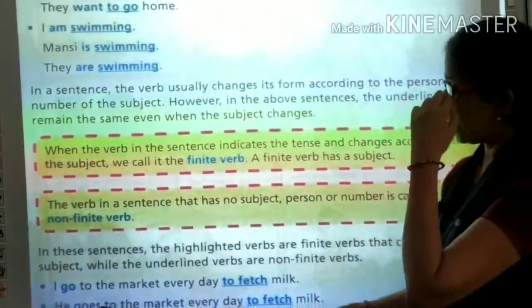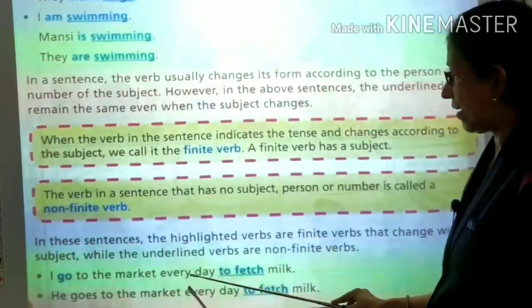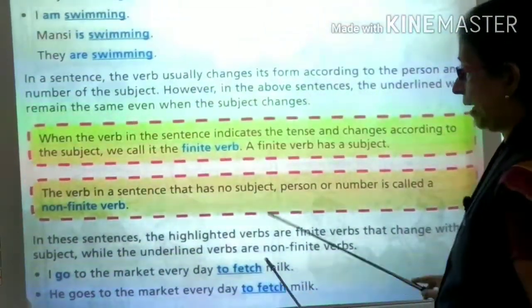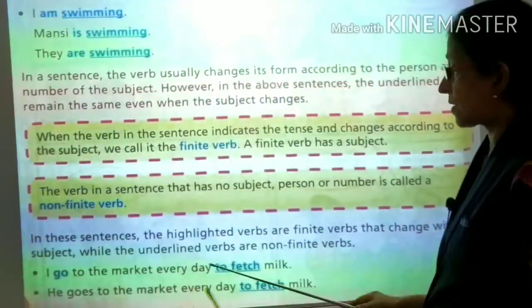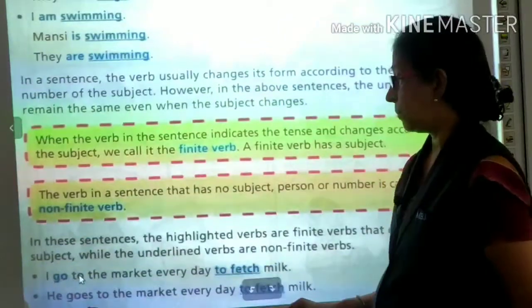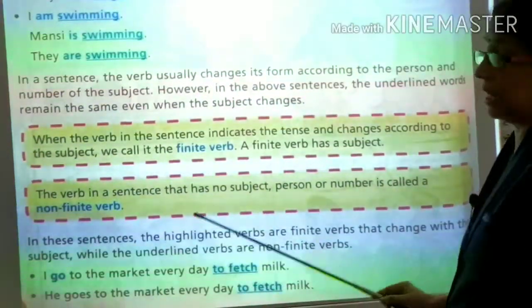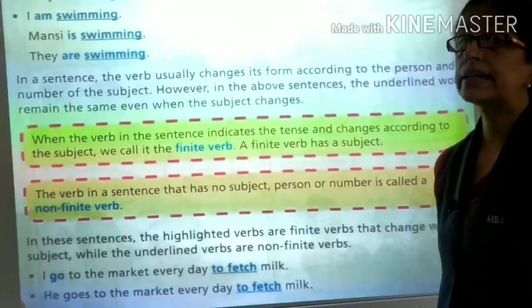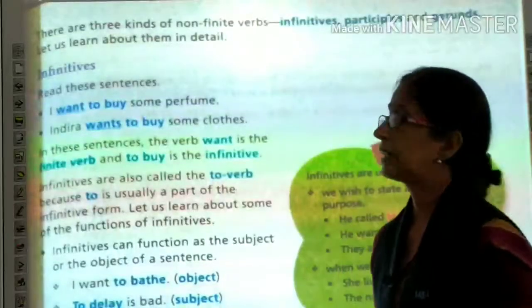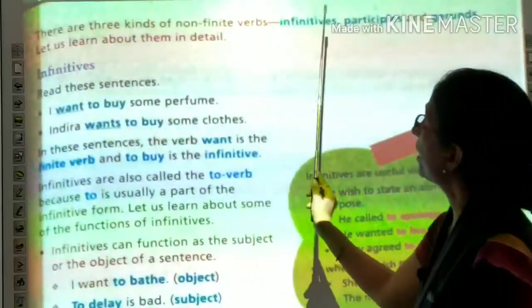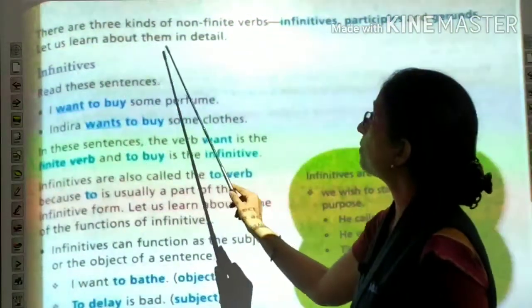non-finite verbs. Now see, like this highlighted verb means I go to the market every day to fetch milk. Now underlined words are what? These are the non-finite verbs. This is the finite verb, and here he goes to the market every day to fetch milk. Again the underlined word is what? It is the non-finite verb. Now next, there are three kinds of non-finite verbs: infinitives, participles and gerunds. Let us learn about them in detail.